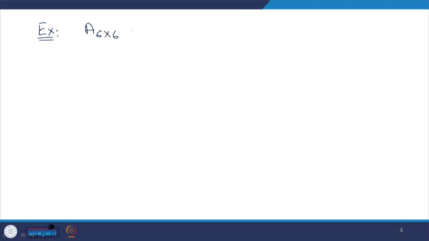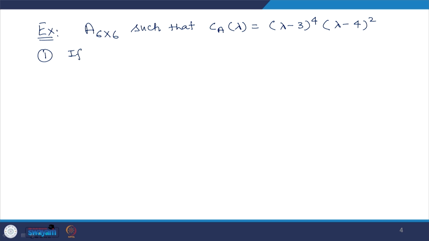A is a 6 by 6 matrix such that the characteristic polynomial of A is (lambda minus 3) raised to power 4 into (lambda minus 4) raised to power 2. So, what information are we getting from this? That we have eigenvalue 3 with algebraic multiplicity 4, and the algebraic multiplicity of lambda equals 4 is 2. Now, first, if the minimal polynomial of A is (lambda minus 3) raised to power 3 and (lambda minus 4) raised to power 2, then what will be the Jordan canonical form?